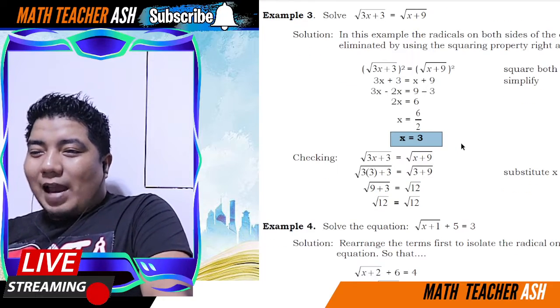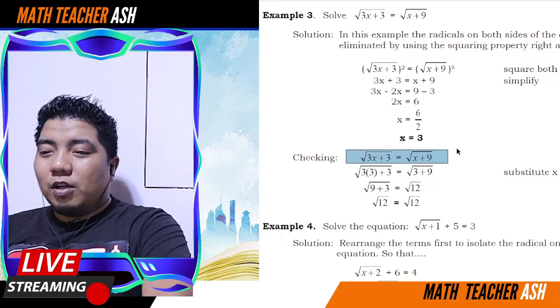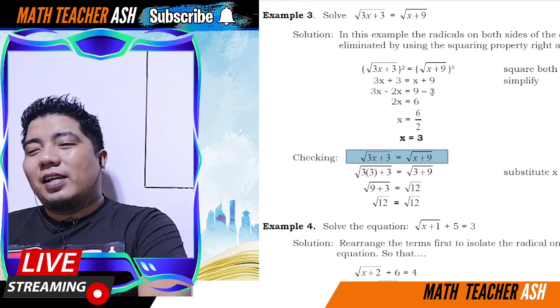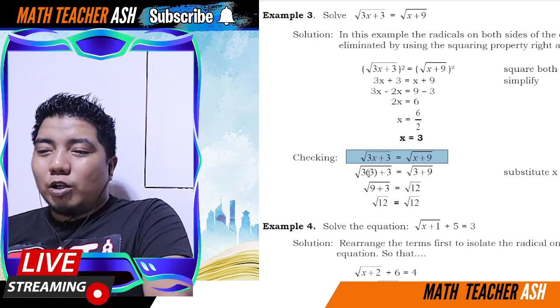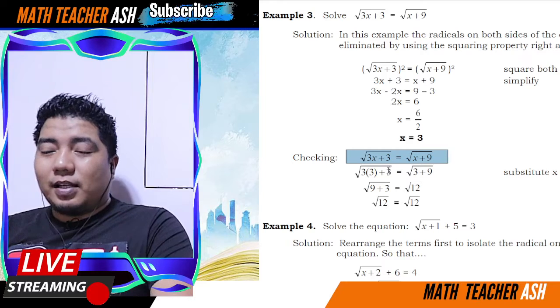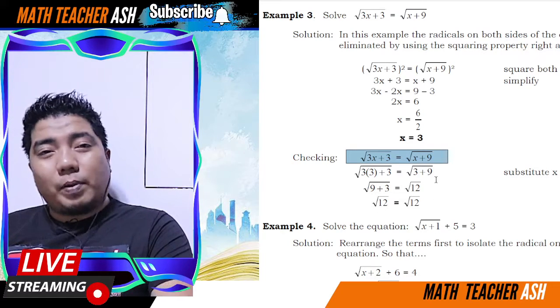I-check whether your answer is correct, of course, isa-substitute mo lang yan sa original equation mo, yung 3. So that will become 3 times 3 plus 3. O yan. Sa kabila naman, magiging 3 plus 9. So as you can see, my dear math learners, 3 times 3, that is 9 plus 3, that is 12. So square root of 12. Ito naman, 3 plus 9 sa right side, 12 pa rin yun. So square root of 12.